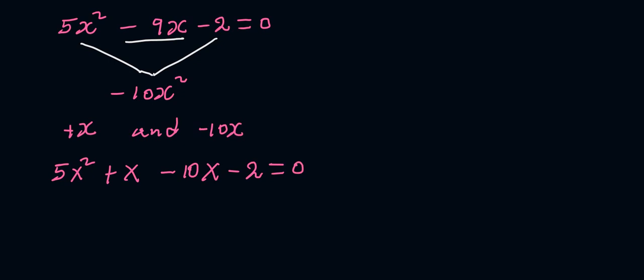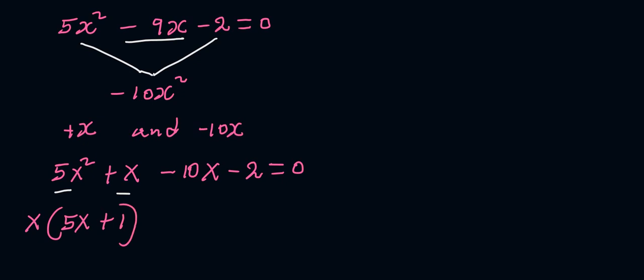The next step is to factor them in 2s. So we're going to take these first two values and find their GCF. The GCF of 5x squared and x will be x. So let's write it here. 5x squared divided by x gives us 5x, and x divided by x gives us 1.